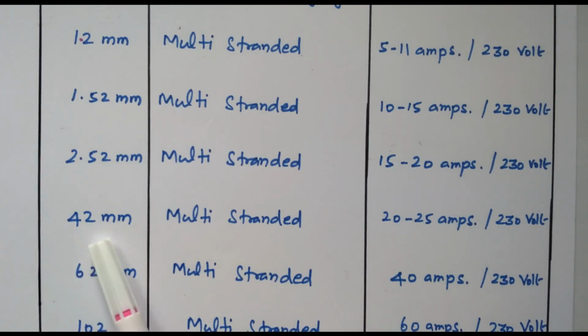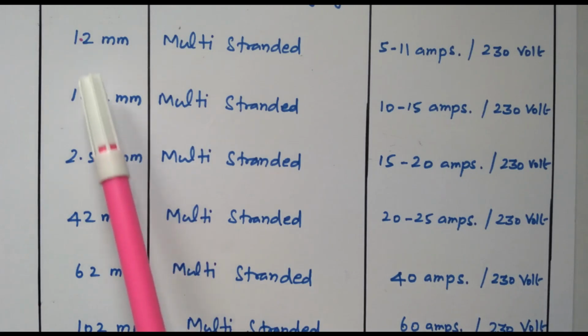Then 4 millimeter is also multi-stranded. Now see, this has increased from 2.5 to 4, so the current carrying capacity also increases to 20 to 25 amperes. It can carry up to a maximum of 20 to 25 ampere. The voltage remains the same, 230 volts. Then we go to the 6 millimeter, which is also multi-stranded, and is able to carry current up to 40 amperes. The voltage remains the same, 230.